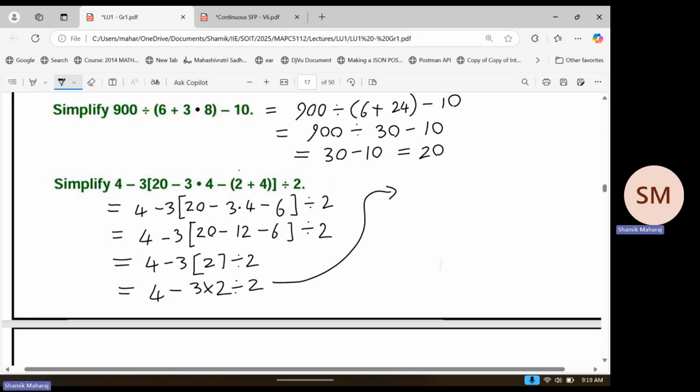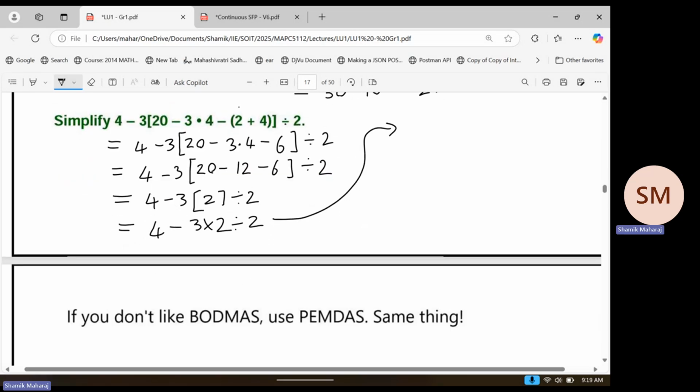Okay, let me bring that up. And then from here, again, left to right, we come across multiplication first. So we sort that out. That's 6 divided by 2. Then we come across division. So that's 4 minus 3, which is just 1. You guys all got 1? Hands up if you got 1. I can see. Perfect.